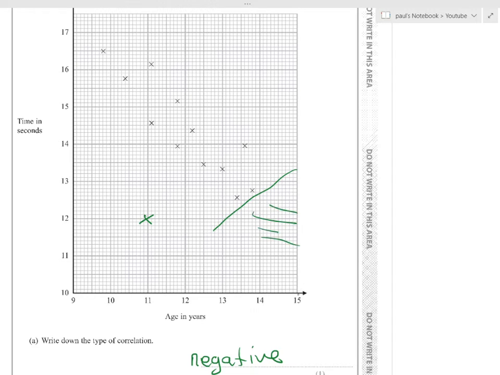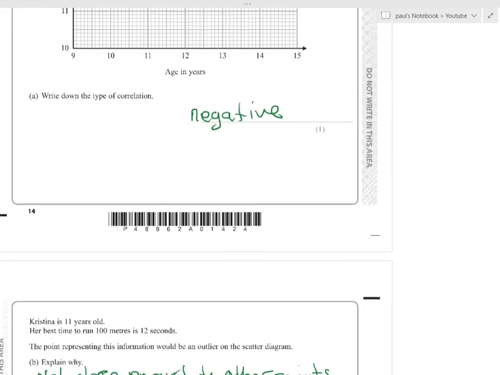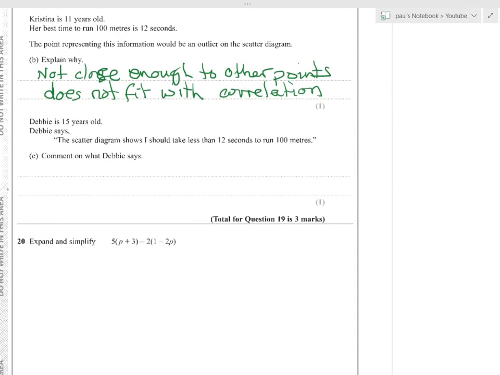You can't predict. Otherwise, by the time you get to about 18 years of age, you're going to do it in like 10 seconds, and that's just not true, is it? Oh, it might be for some, but not for most. Yeah, it is beyond the data.